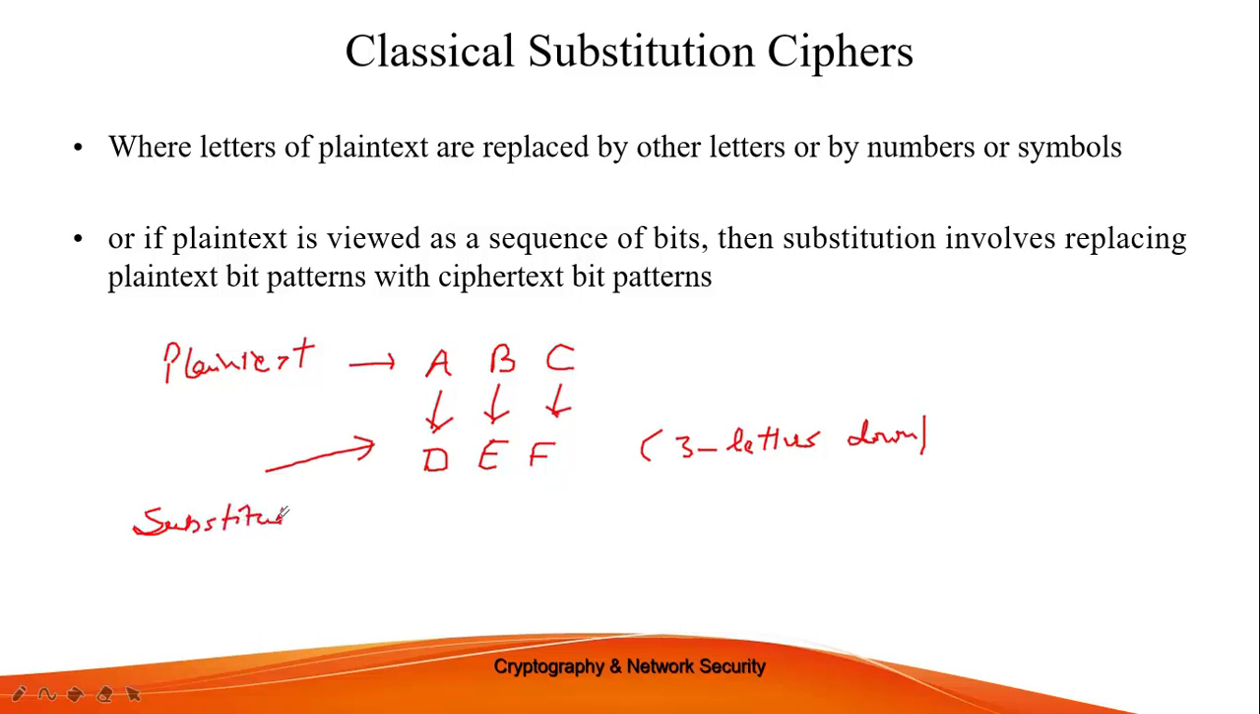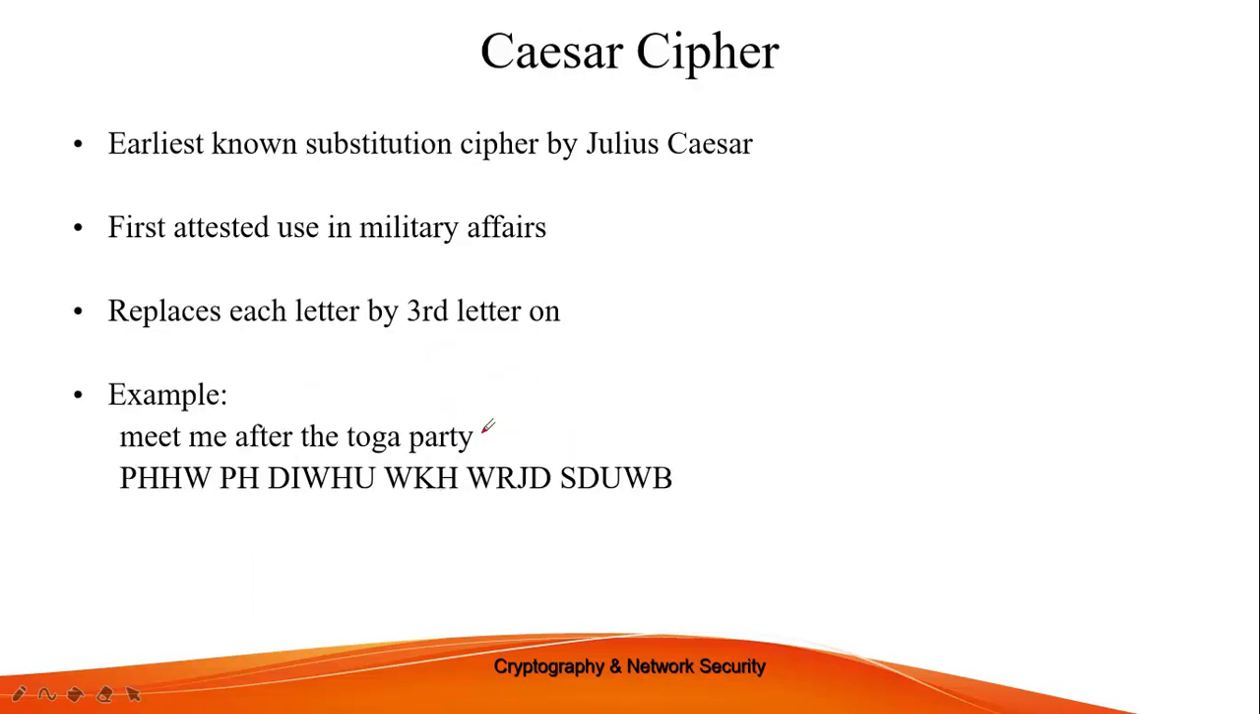Substitution means we are replacing a character or a symbol by another one, or replacing a letter by another letter. The very first substitution cipher was developed by Julius Caesar and is named after him: the Caesar cipher.